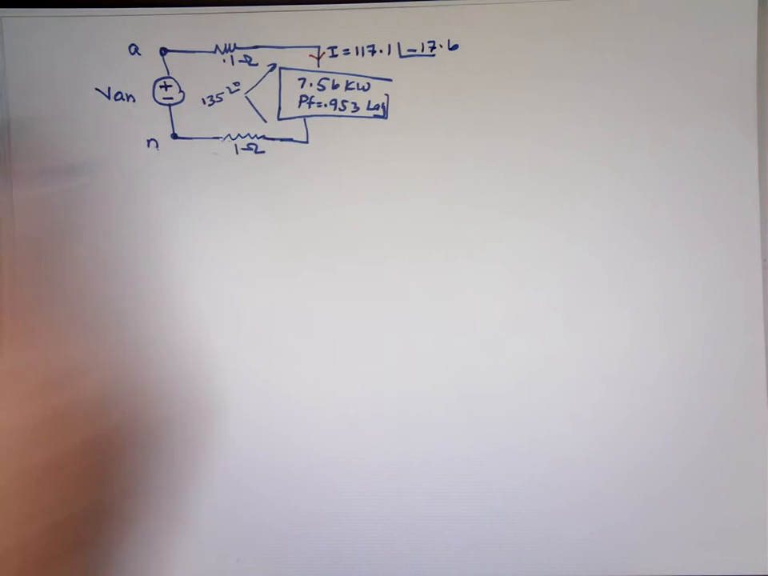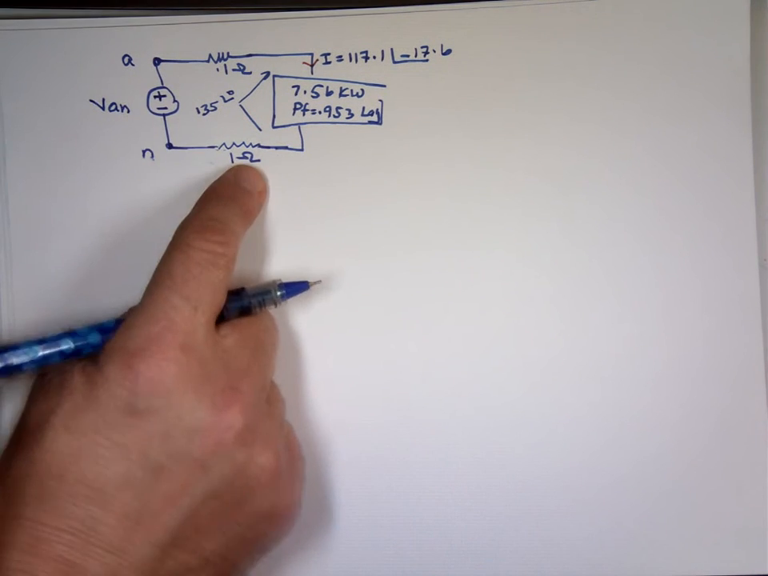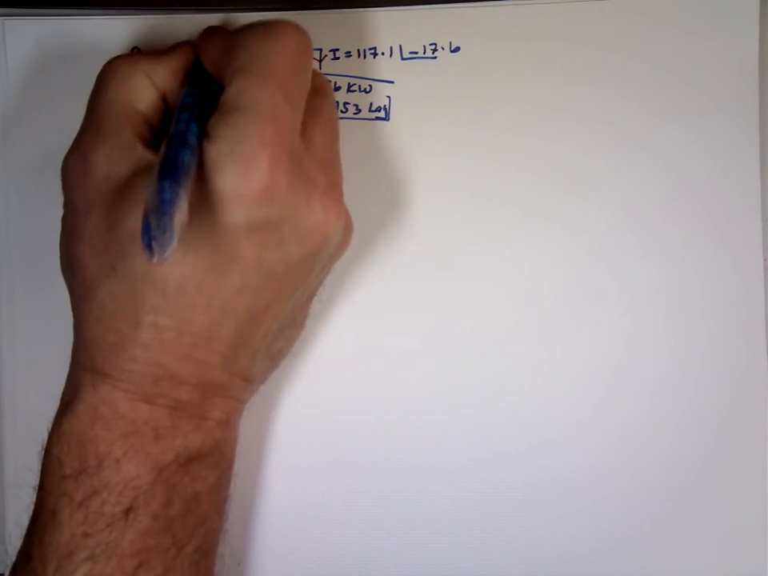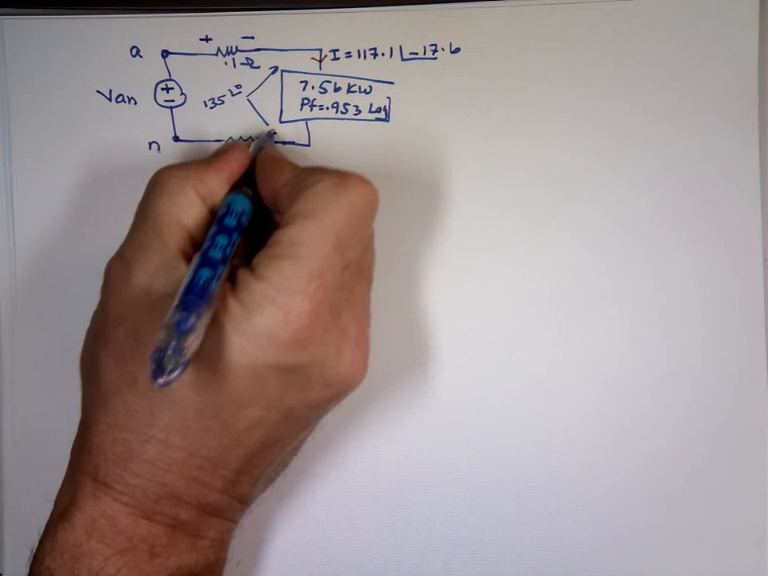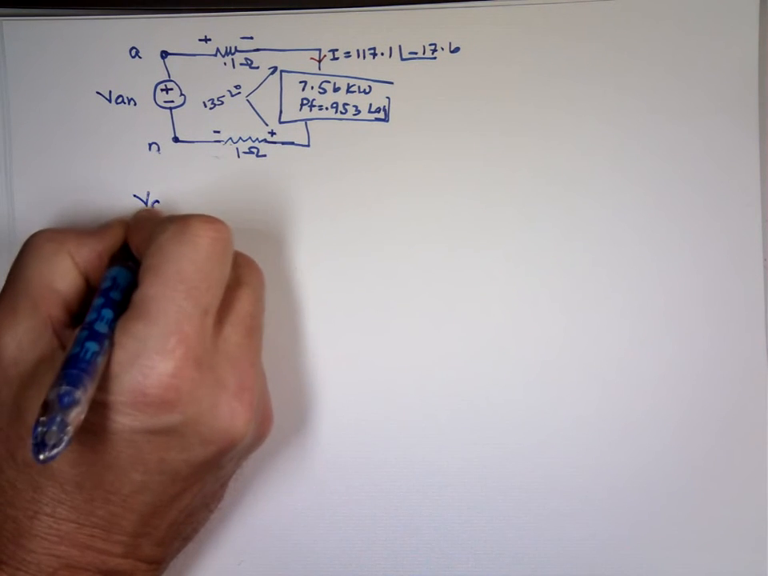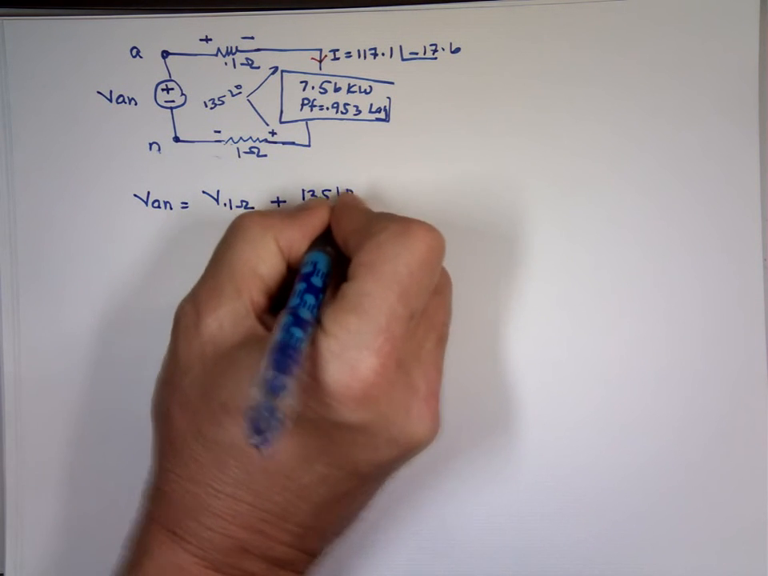Can I find VAN now? How do we find VAN? What do you think? Find the resistance and then do Ohm's law. Okay, because you have the power, so you can do P equals I squared times R. What are you trying to find there? Resistance. Can you find the voltage here and the voltage here and calculate that number? Sure, because you have the current. You know the current's going this way, so mark this one plus to minus, and this one plus to minus. We know that voltage there, 135 angle zero. If I know this voltage and that voltage, can I find VAN? Yeah. So VAN is going to be the drop across the 0.1 ohm resistor, plus 135 angle zero, plus the voltage across the 1 ohm resistor.